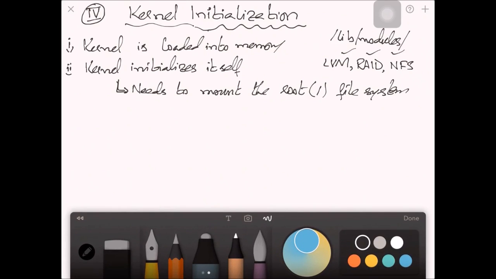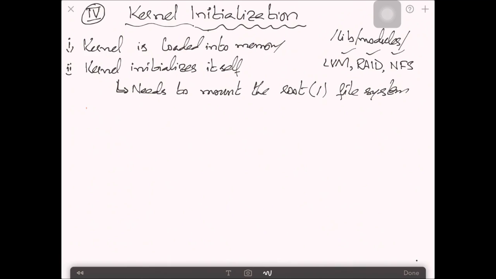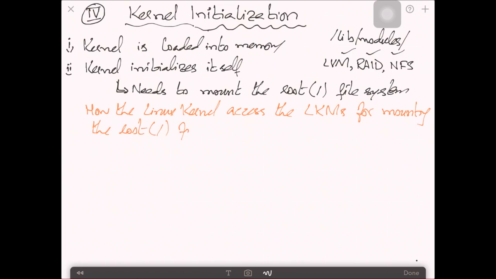Now the question is, how does the Linux kernel access the loadable kernel modules that are required for mounting the root file system, located in /lib/modules, which are present on the root file system itself?